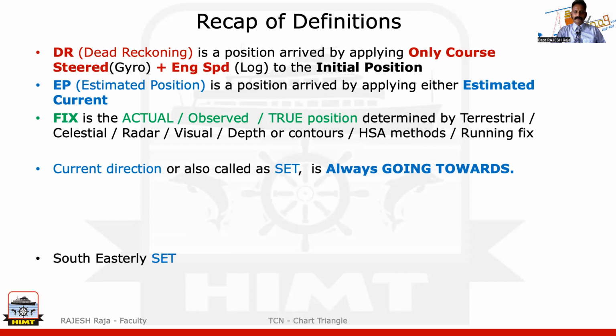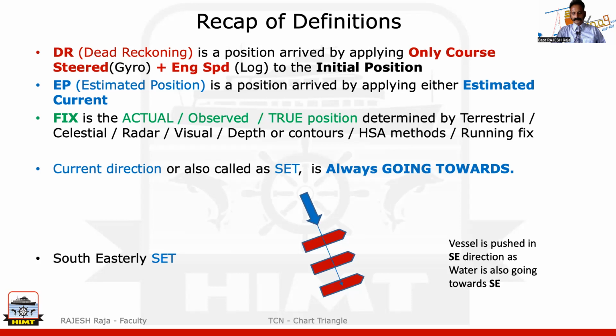I'll just quickly give you an example of a southeasterly set. So please have a look at the southeasterly set. That means the current is going towards southeast. So this is the direction. So if there was a vessel, please remember this is how that vessel is going to drift because of the current. It will get pushed. So you can see the vessel is pushed in a southeasterly direction because of a southeasterly current.